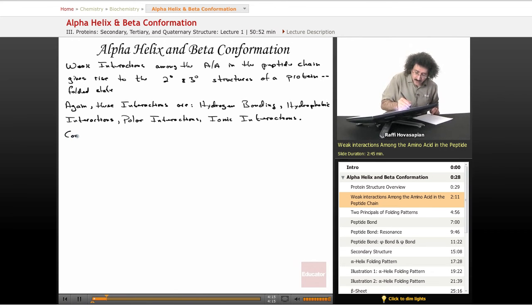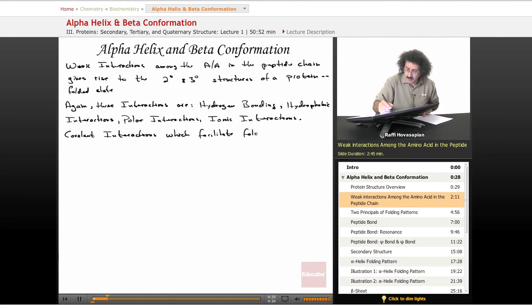Now, there are some covalent interactions, but they're represented only by the sulfur-sulfur bond, the disulfide bond. So covalent interactions, which facilitate folding, include the disulfide bond. That's about it. And we've talked about the disulfide bond when we talked about amino acids.